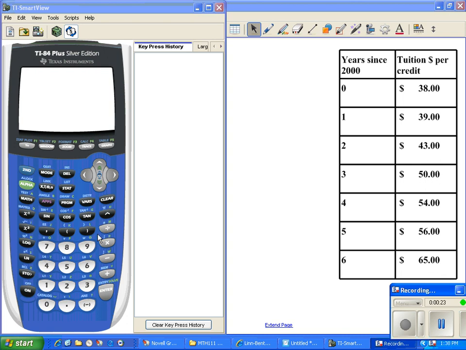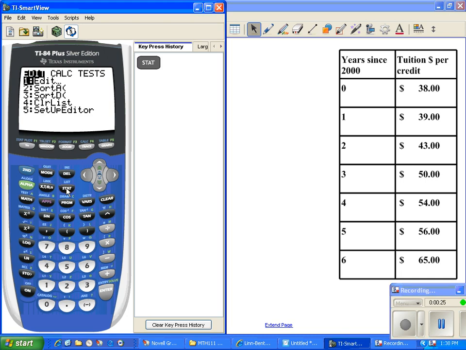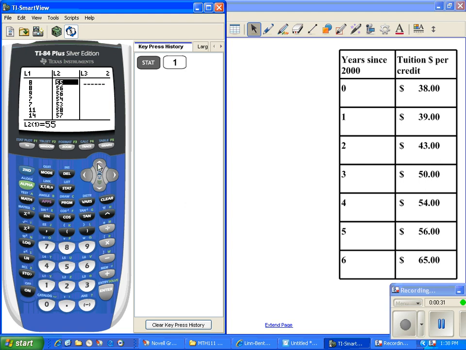So in my graphing calculator, I'm going to push my stat key and then 1 for edit, and I'm going to put in my data. Now I have some old data in here, so the quick way to clear out the old data is highlight L2, hit clear, and then enter. And then over here, highlight L1 and hit clear and enter. Be sure you're using clear and not delete.